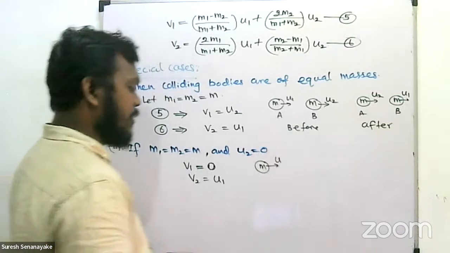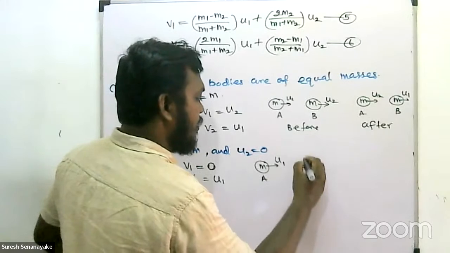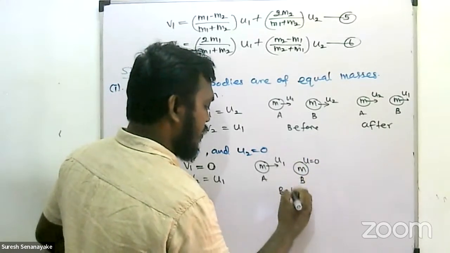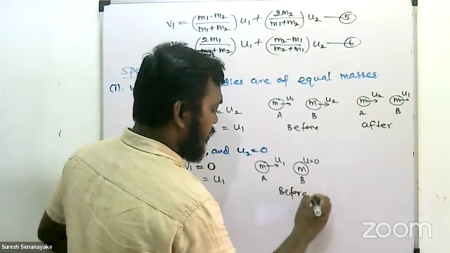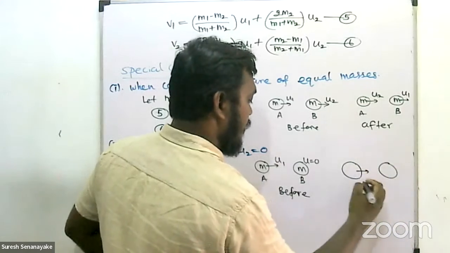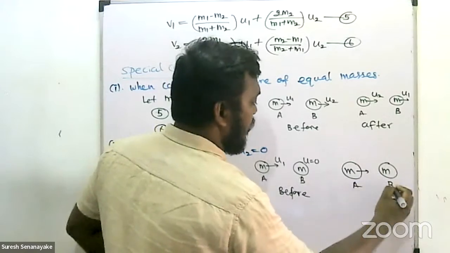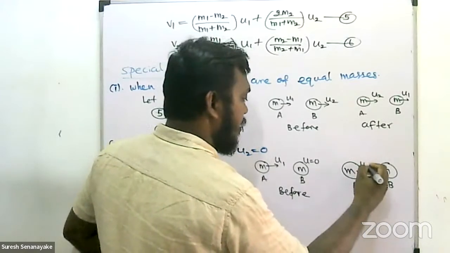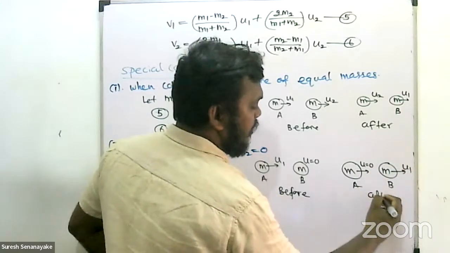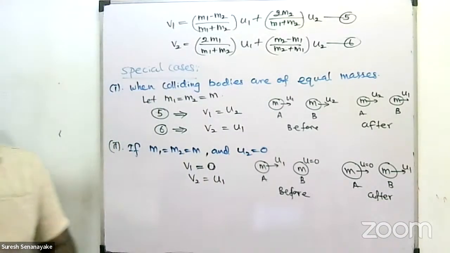This is moving with the velocity u1, let's say. This is A, and B is initially 0. This is before the collision. Keep those in mind, this is an easy way. After the collision, with the same mass, this one stops and this one moves with the velocity u1. This is after the collision. In this case, this happens for bodies of equal masses.